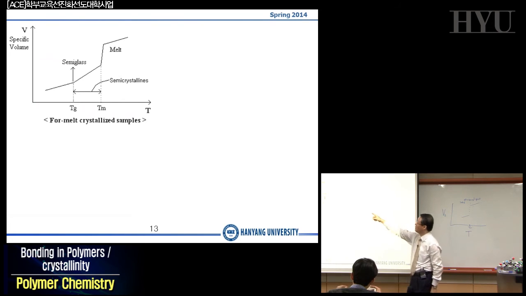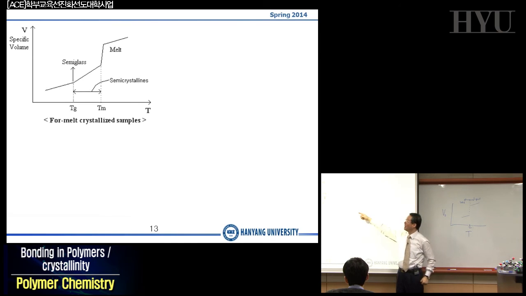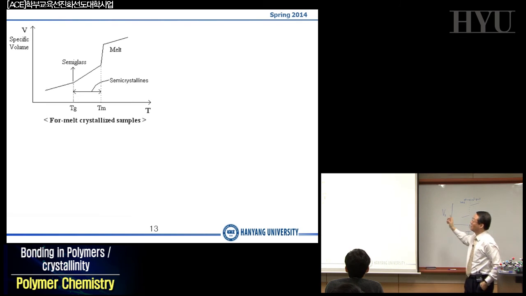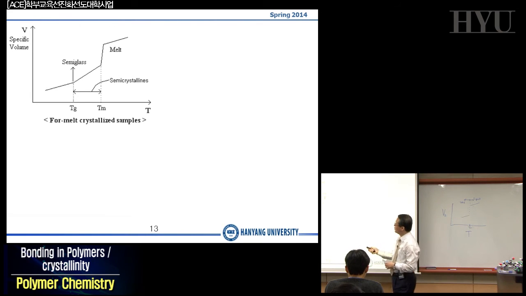Now this picture is similar to this one, right? Similar to this one, but not the same. And what's the difference between this picture and this one? Did you find any difference? I want you to speak. Any difference between these two? Yes, Tg. Tg is right here, whereas in this picture, you don't have any Tg.